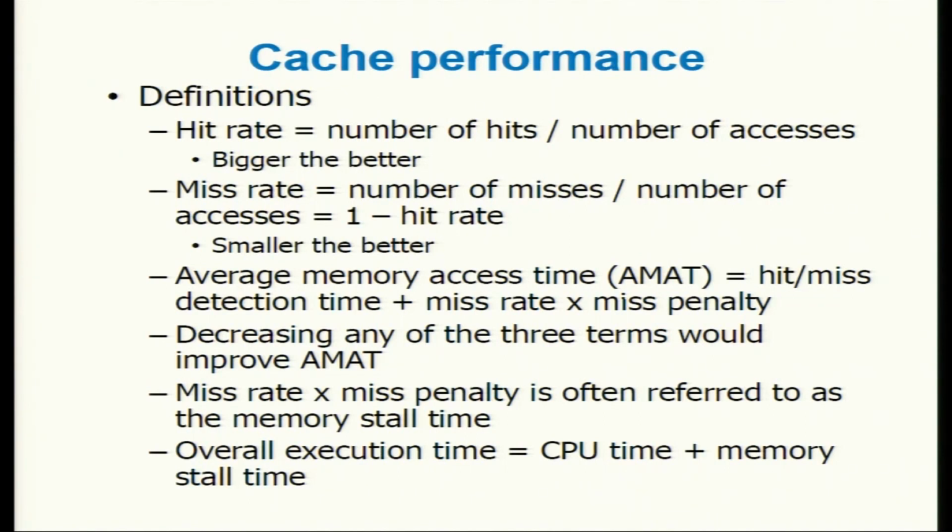Okay, so what dictates cache performance? As we said, we want to have more hits in our cache. So hit rate is an important parameter for cache performance. It's the number of hits divided by the number of accesses, and bigger is better. Ideally I want a 100% hit rate in my cache, where everything is found in the cache. The miss rate is the number of misses over the number of accesses, which is 1 minus the hit rate, as you can easily see. And I want the miss rate to be as small as possible.